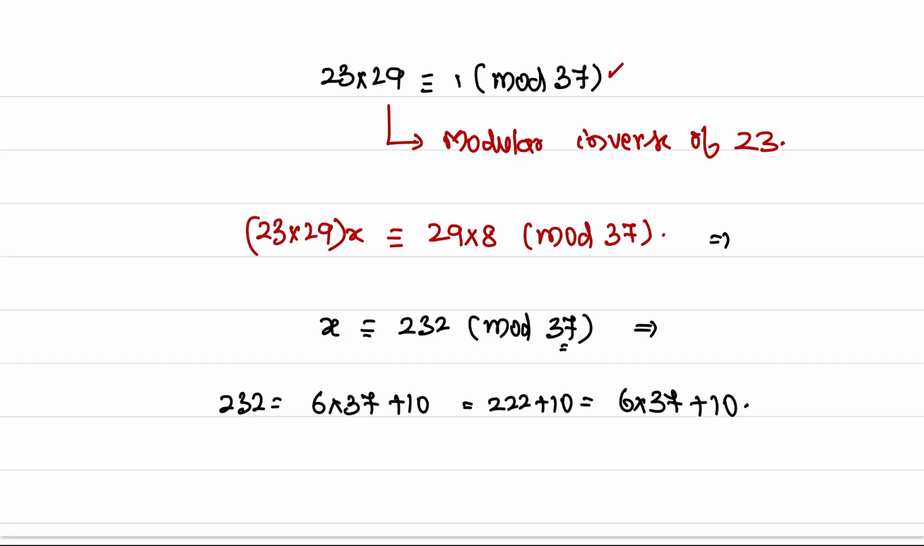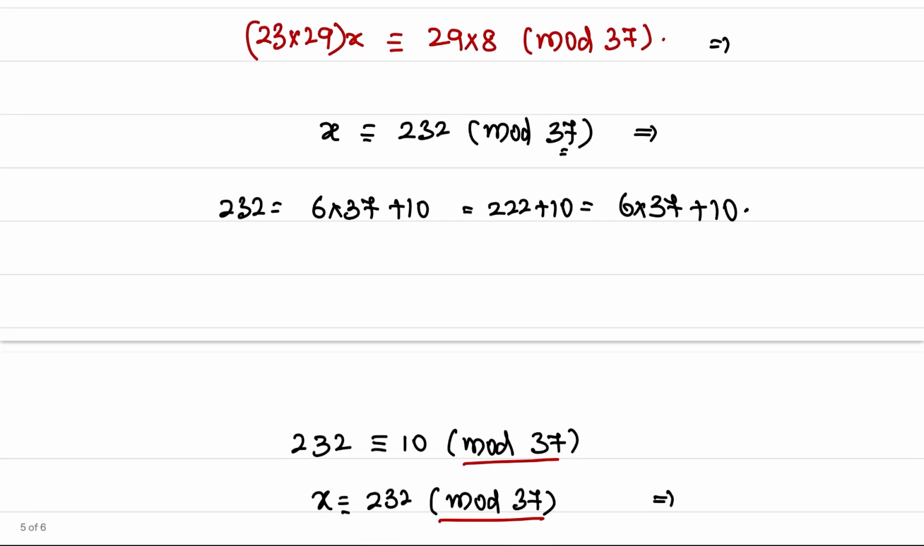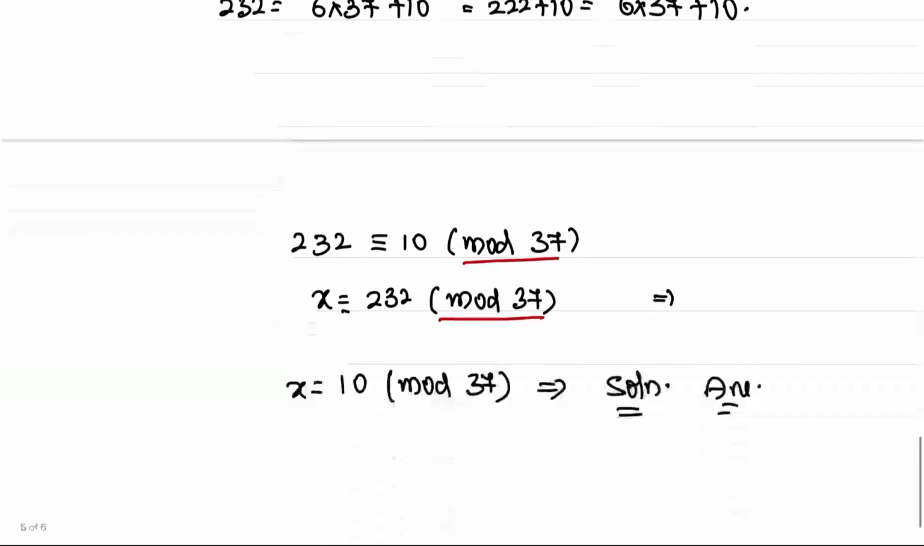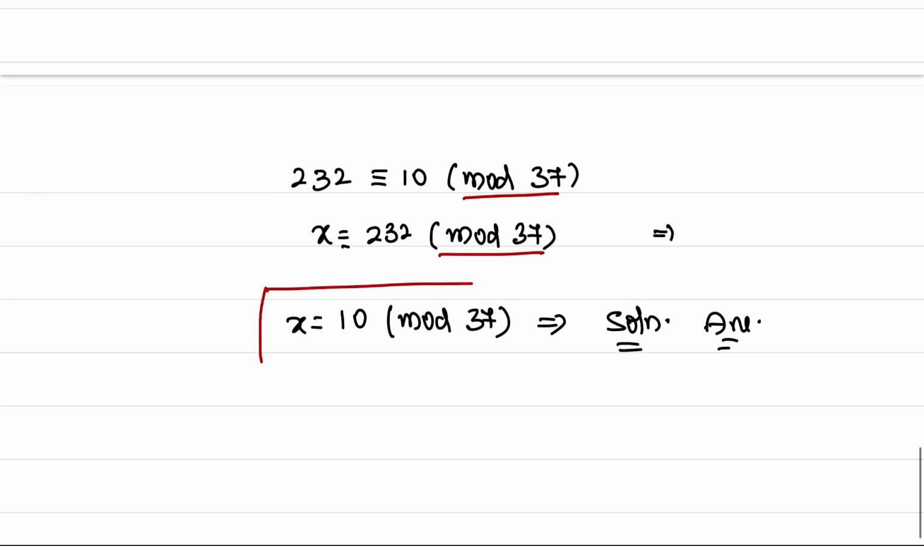And because it is 8 mod 37, 23x is equal to 8 mod 37, 29 is multiplied by 8 and we got 232. With reference to mod 37, 232 has a remainder of 10 when 37 is multiplied by 6 and 10 is added. Then 232 equivalent to 10 mod 37, x is equal to 232 mod 37. Mod 37 remains the same and 232 is replaced by 10, and this is the answer. This is how we have to find x.